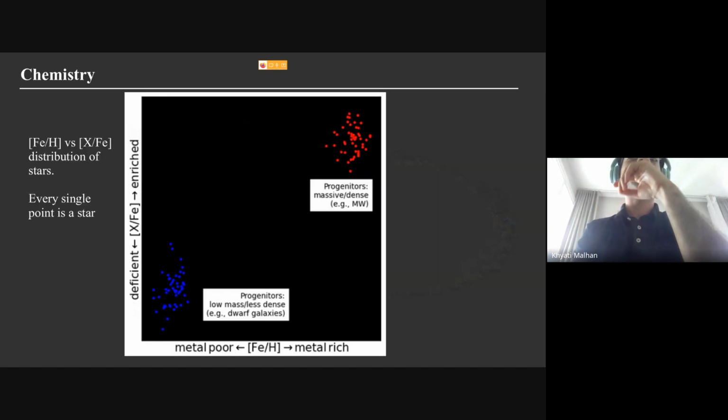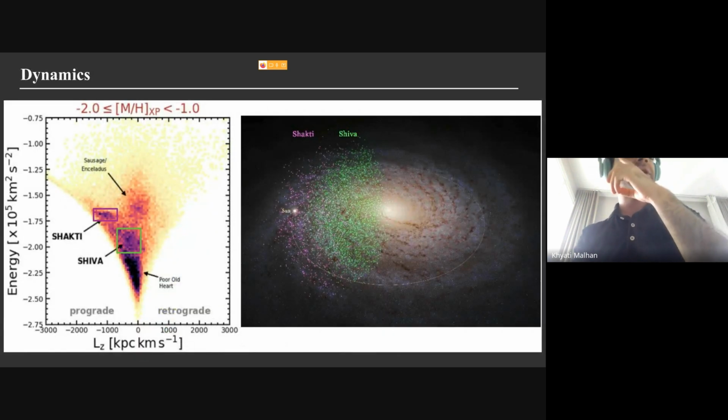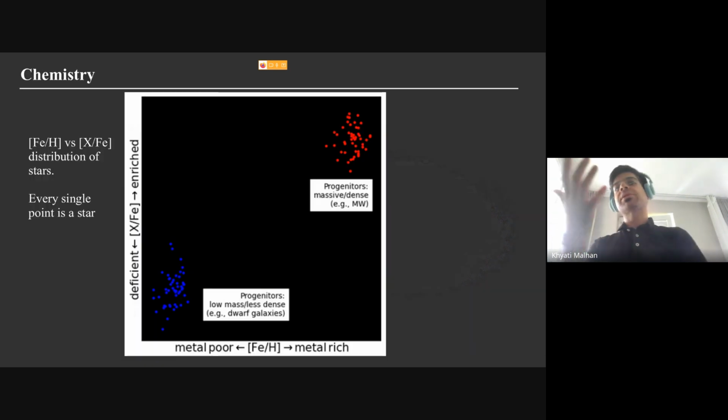Now talking about the chemistry of these stars, which is again a very subtle and complex topic to touch upon, but I'll just dedicate 2 slides to this. So please bear with me, and we are almost towards the end of the presentation. These are the 2 aspects we studied for Shakti and Shiva: the orbits and dynamics of these stars, but we also studied their chemistry.